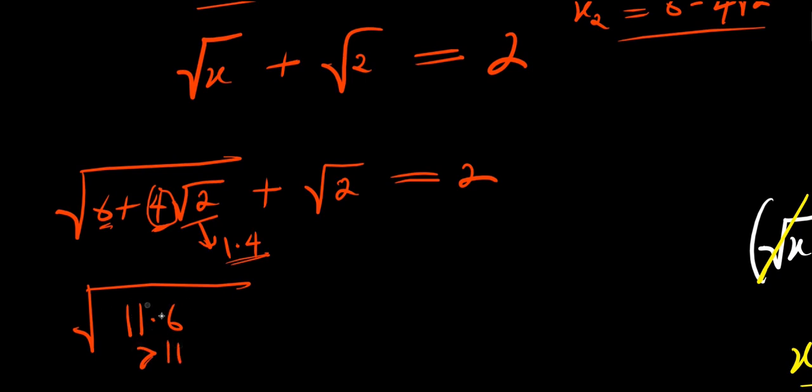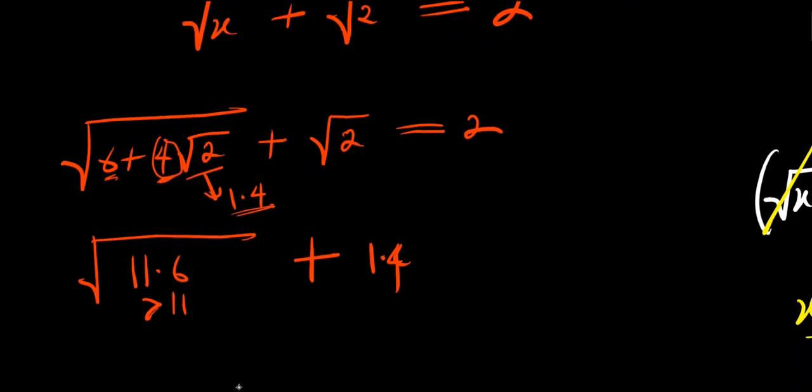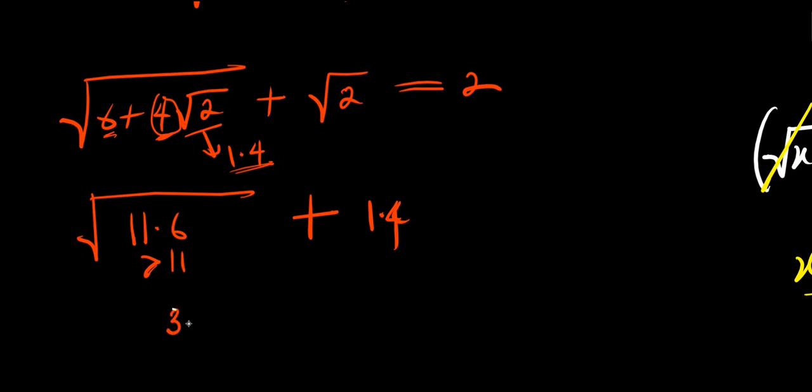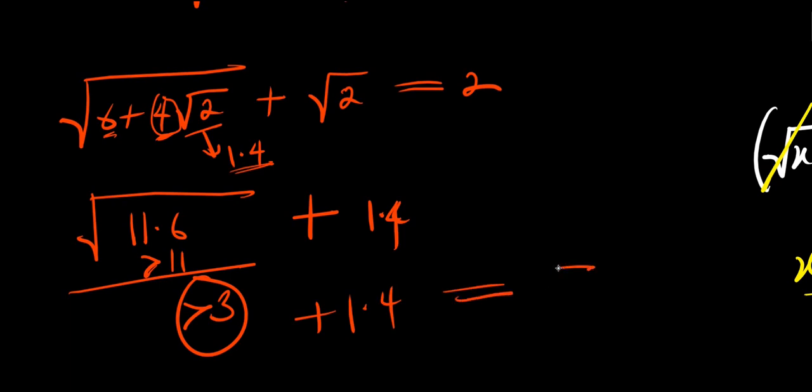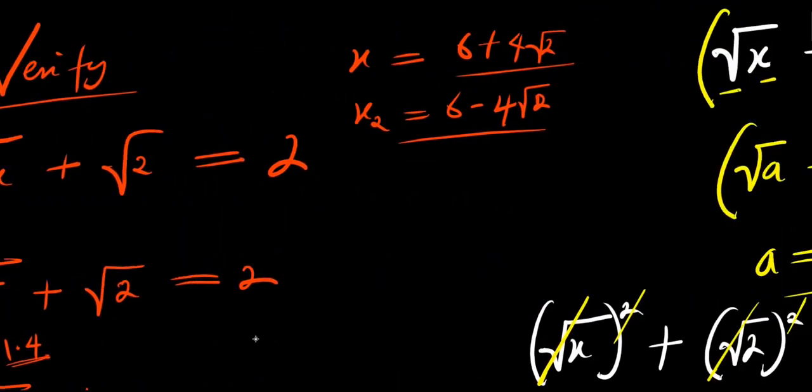And if you take the square root of this and add it to square root of 2, which is 1.4, this will give you about 3.4. This is obviously greater than 3. The whole of this is greater than 3, so you add it to 1.4. This can never give you 2. So because of this particular fact, this particular solution here is incorrect.